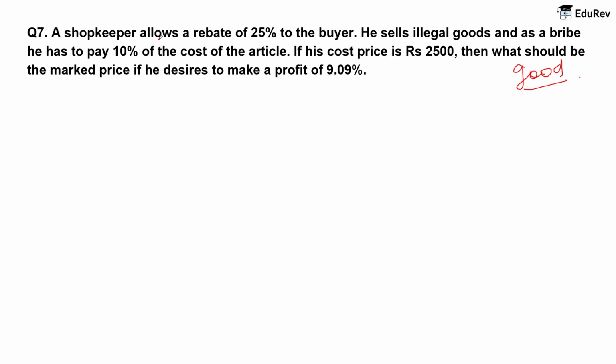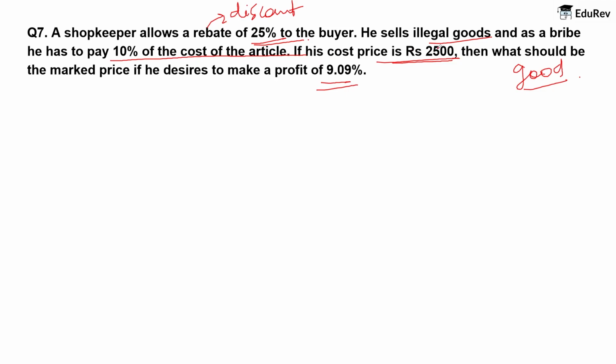So the question says a shopkeeper allows a rebate of 25% to the buyer. So rebate is nothing but discount. So there's a discount of 25% offered to the buyer. He sells illegal goods, and as a bribe he has to pay 10% of the cost of the article. If his cost price is rupees 2500, then what should be the mark price if he desires to make a profit of 9.09%? So in this question, you would require a little bit of critical thinking and smart work.